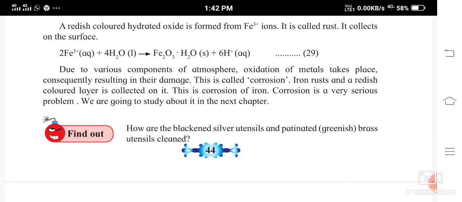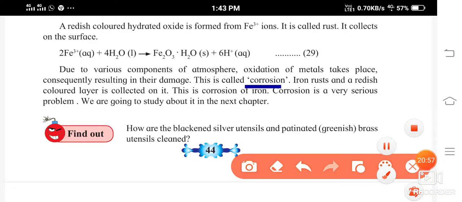Now due to various components of the atmosphere, oxidation of metals takes place, consequently resulting in their damage. You know there are various components in the atmosphere: oxygen is there, water vapors, that is moisture, is there. Because of all this, oxidation of metals takes place, and because of this, rusting in case of iron and corrosion in other cases takes place. It makes them weak, so that is why we call it corrosion.